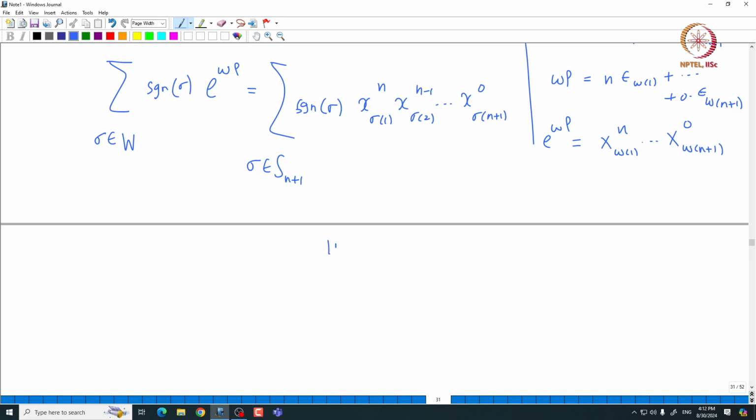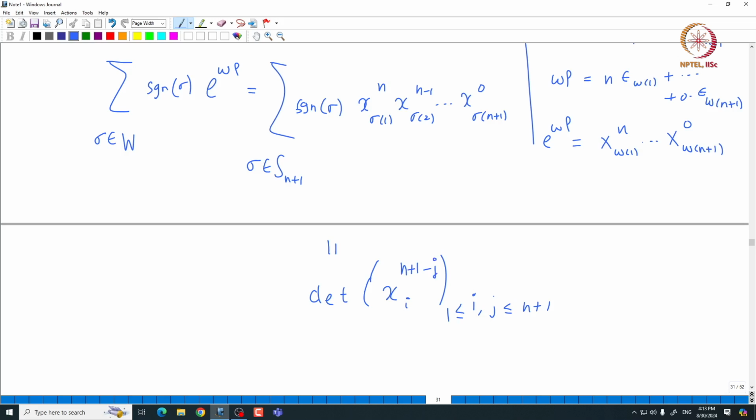the determinant of x i to the n minus j, where i and j will run over 1 to n plus 1. Sorry, here because I am running over n plus 1, this should be n plus 1 minus j.